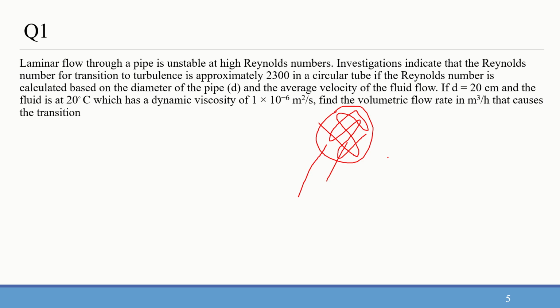So what do we require? We need to know the area of the pipe, that is, the area of the cross sectional section of the pipe, and V is the velocity with which the fluid is moving.